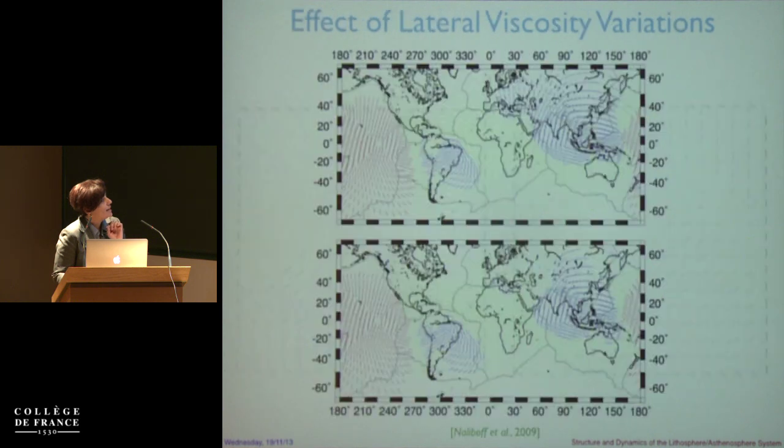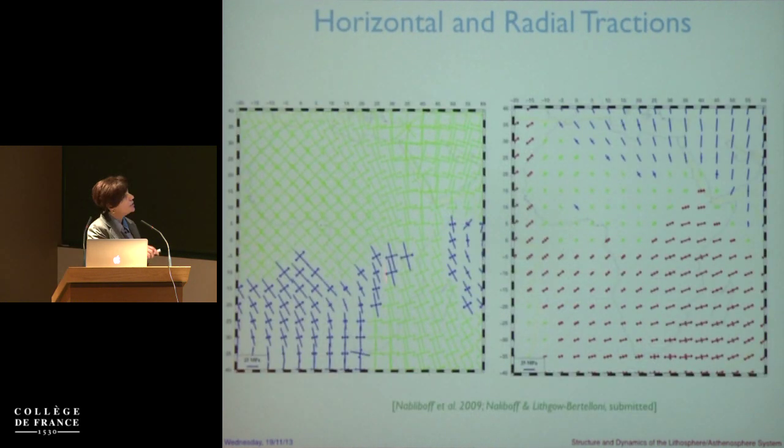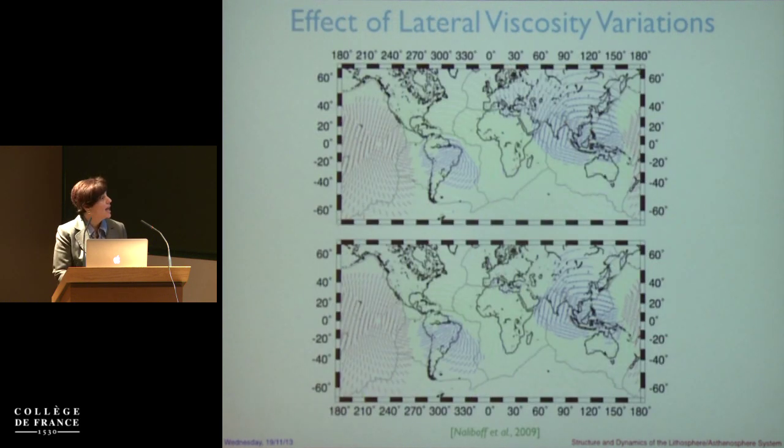And I'm almost done here. I just want to say that, however, looking at the amplitudes of the horizontal part, which I showed you before, compared to the radial, are much larger. Okay. So that means that somehow, if you want one to be dominant over the other, you have to decouple through the lateral variations to the viscosity heterogeneity.